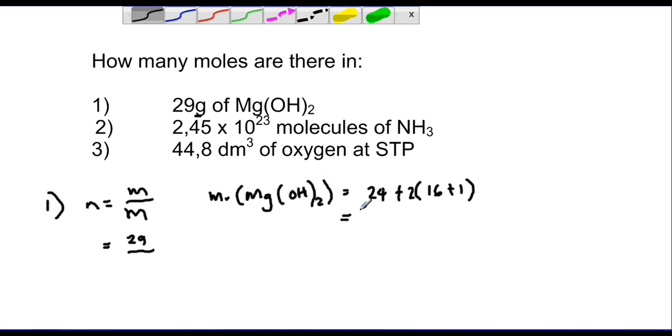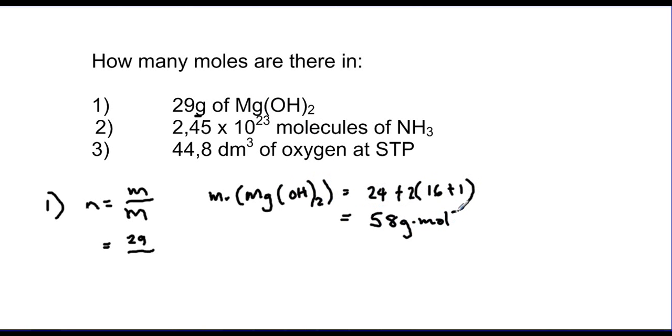And if you take our calculator and work that out, we get 24 plus 2 times 17, so that will give us 2 times 17, 34, plus 24 will give us 58 grams. So we are given 58 grams. So that will be the molar mass of magnesium hydroxide.